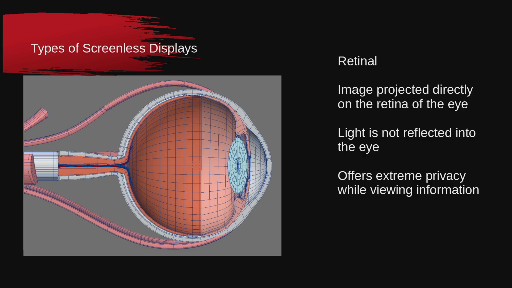A second type is a retinal display, and it's not like Google Glass, and it's not like augmented reality. It doesn't use reflected light to create an image on your retina. It actually has a projector that projects the image directly onto your retina so that your brain can then form the image from that information it collects off the retina. So the light isn't reflected, but you have a very private view of that information. No one else can see it but you.